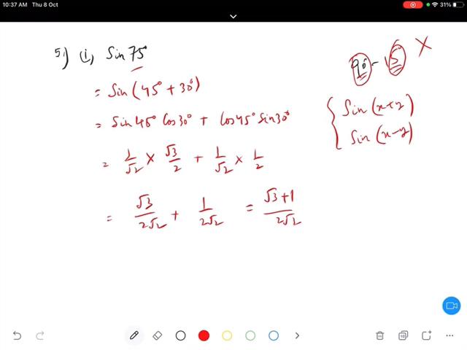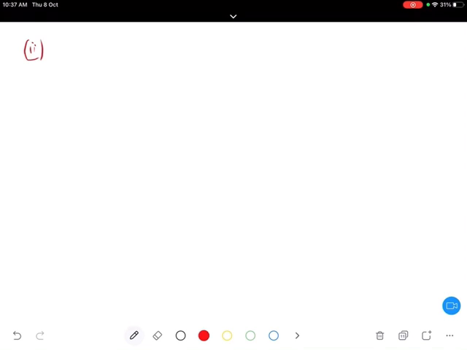Last one. Let us do the last one. Tan 15. Tell me, how will I write tan 15? Think and tell me. By using these two formulas, tan of x plus y or tan of x minus y. How will I write 15 as? What? 90 minus?